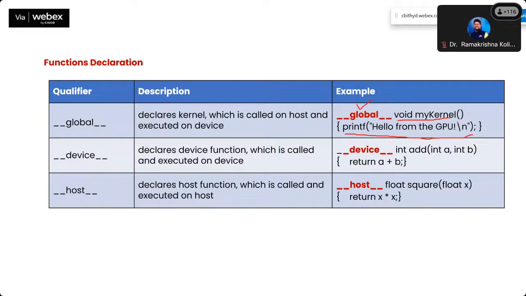but executed on the device. That means it will be called on the host and then it will be transferred or offloaded to the GPU, and when it is offloaded to the GPU, then the GPU will execute this part. After that it will come back again to the host and then it will print.